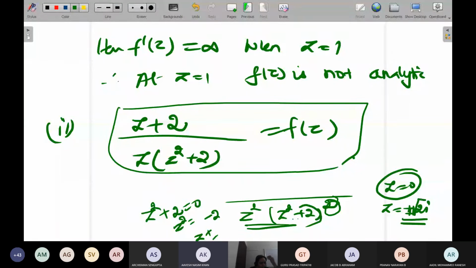Next one, let us check whether you are telling it or not. f of z equal to tan square z. I'll ask someone again. f of z is equal to tan square z.